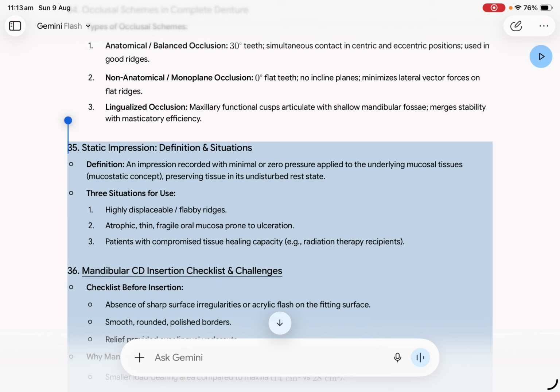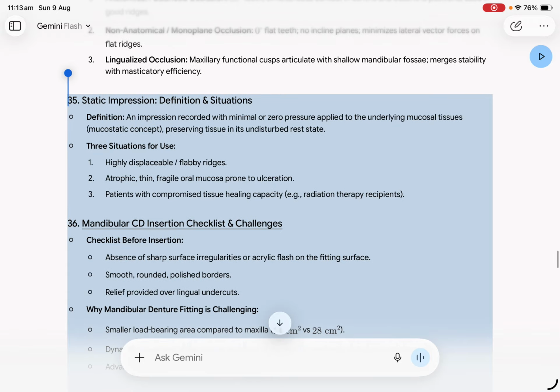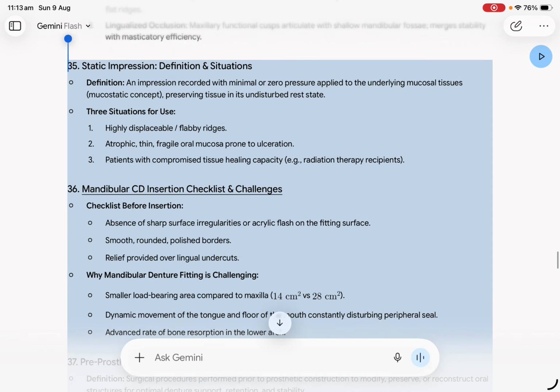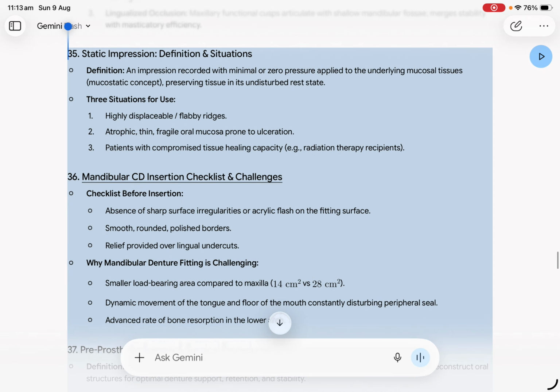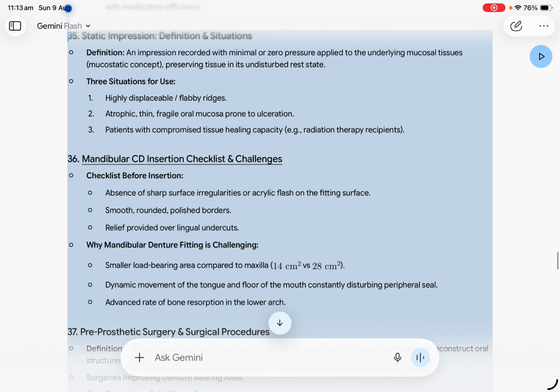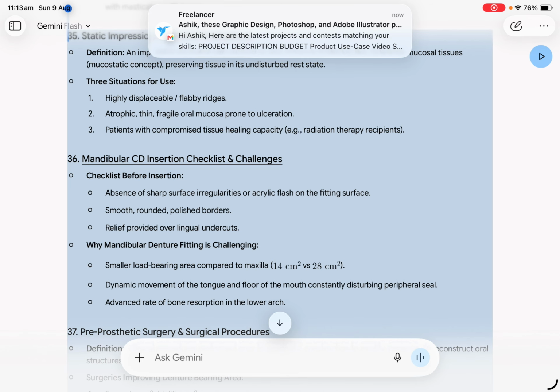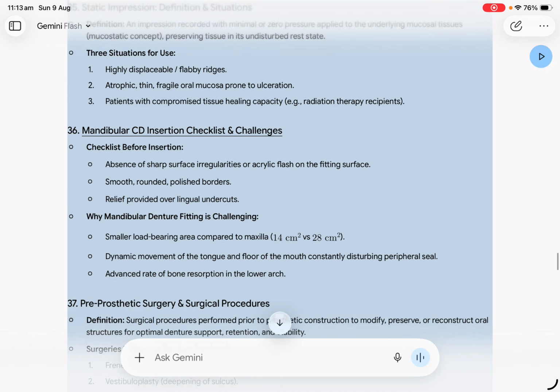36. Mandibular CD insertion checklist and challenges. Checklist before insertion: absence of sharp surface irregularities or acrylic flash on the fitting surface, smooth, rounded, polished borders, relief provided over lingual undercuts. Why mandibular denture fitting is challenging: smaller load-bearing area compared to the maxilla, versus dynamic movement of the tongue and floor of the mouth constantly disturbing the peripheral seal, and advanced rate of bone resorption in the lower arch.